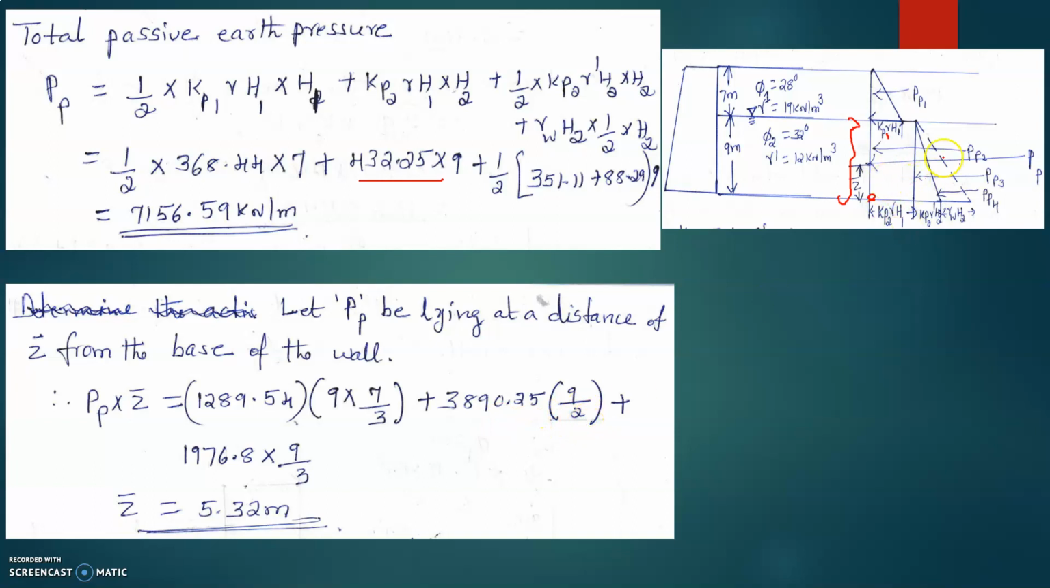Then this portion center, I'll consider this together, so we can add this portion value into 1/3 of 9. The moment about this point is 1/3 of 9. So we will get 5.32 meter. So the total passive pressure acts at a distance of 5.32 meter from the base. Like this you have to give the conclusion. I hope all of you understood. Let us take one more example.